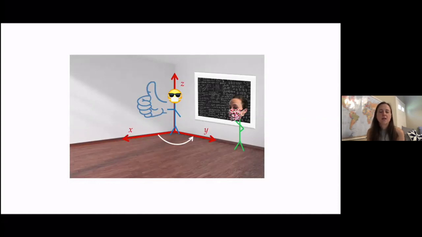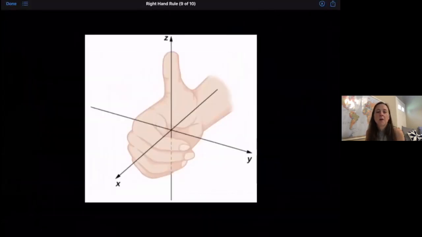Okay, so we arrange our x, y, and z axes this way: when you take your right hand and curl your fingers from the positive x-axis to the positive y-axis, your thumb points in the direction of the positive z-axis. I've posted this picture on our Moodle page. This will help you to remember this. This is a right hand that has its fingers curling from the positive x-axis to the positive y-axis, and of course the thumb is pointing in the positive z-axis direction.